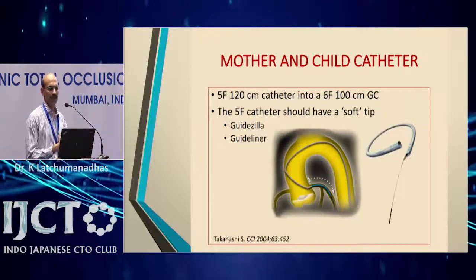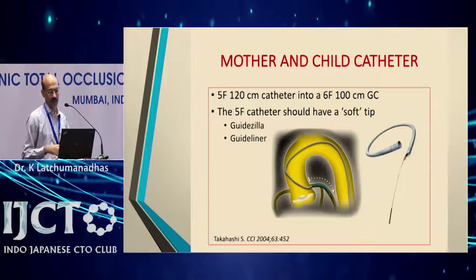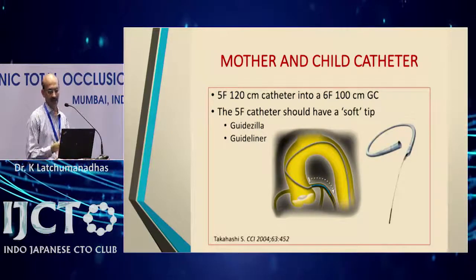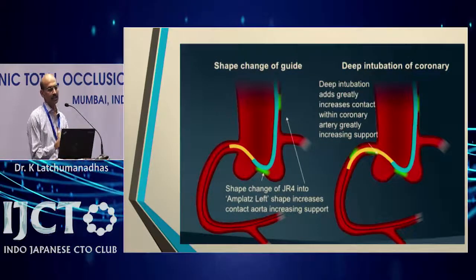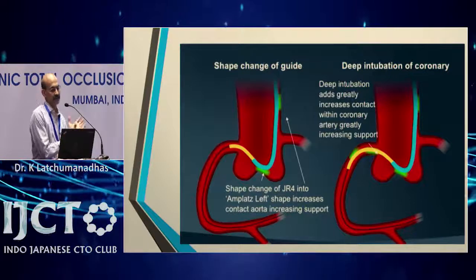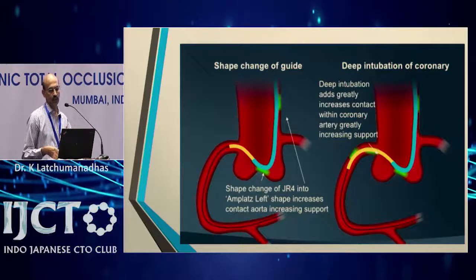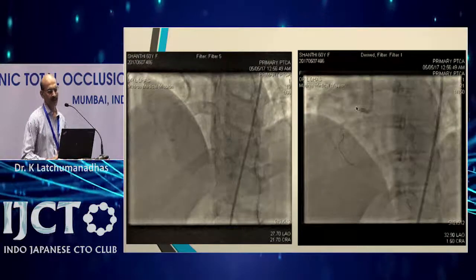And of course, you've seen that mother and child catheter, which can be used for support, and there are several types there: Hot Rail, Guidezilla, GuideLiner. All these can be used for the mother and child technique, where it changes the shape of the guide, that gives further support, and deep intubation also increases support, so it will be useful to cross. This is one of the cases I'll show you.